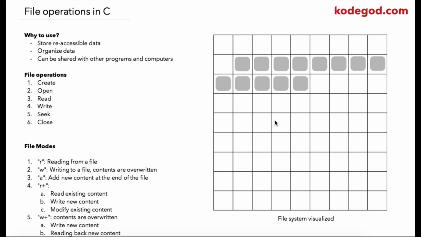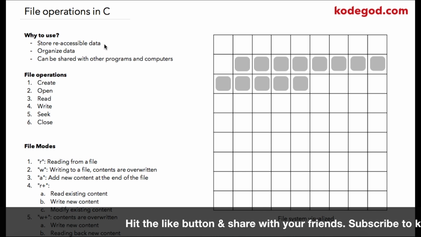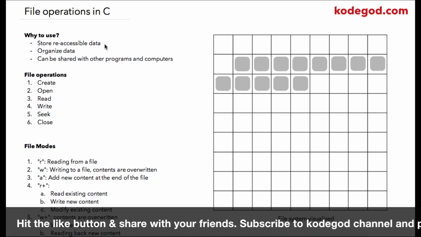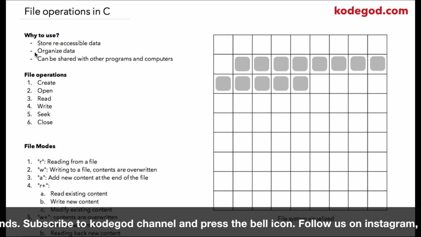In this lecture we are going to learn about file operations in C. Why do we need to use files? When we use files, we can store data which can be re-accessed. That is, when you write data to a file, you can re-access that file later on. Writing data into files is a more efficient way of organizing your data.